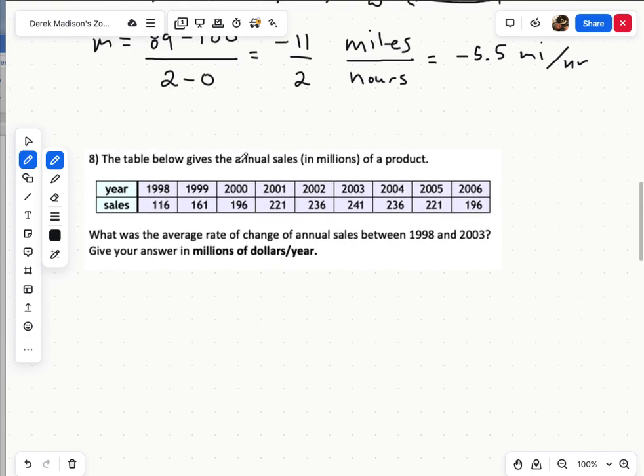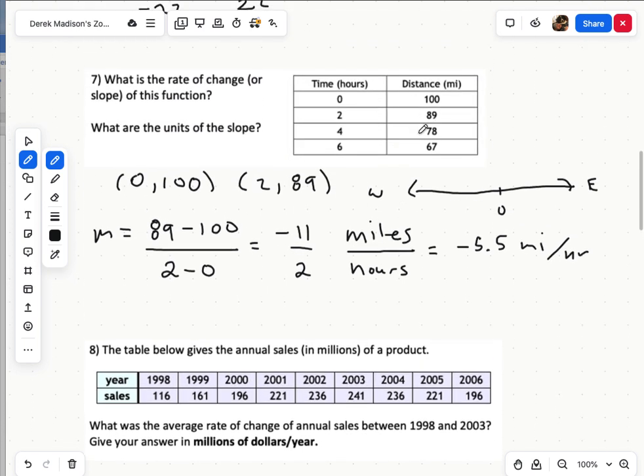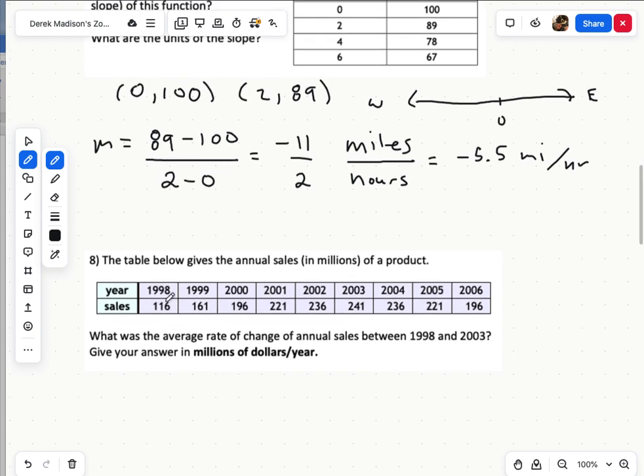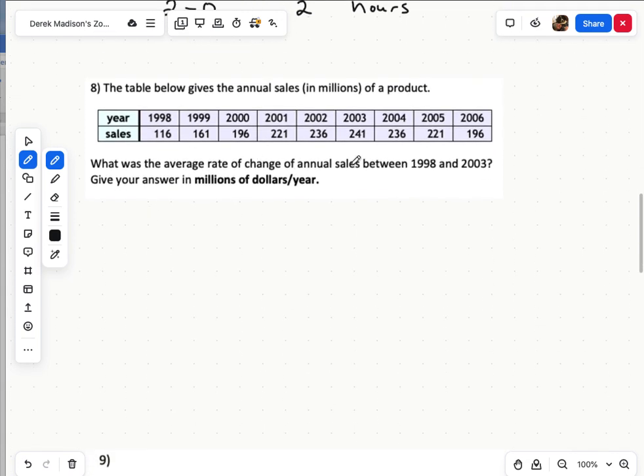For number 8, same basic thing. So the table below gives annual sales in millions. What is the average rate of change, again, slope of annual sales between, and this time they gave us a specific range to look at. For the last one, all of these points were equal distance apart, and the slope would have been the same no matter where we looked. For this one, it isn't. So they're asking, what is the average rate of change in annual sales between 1998 and 2003?